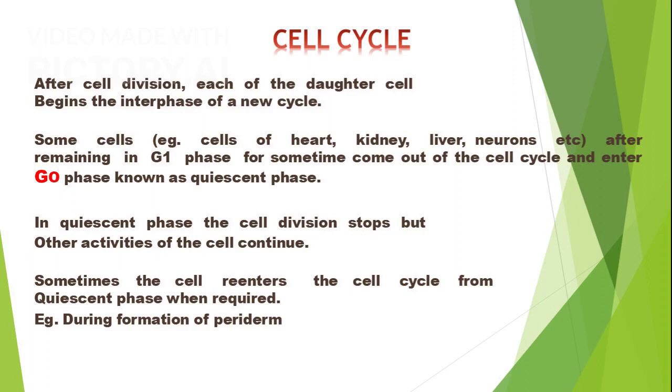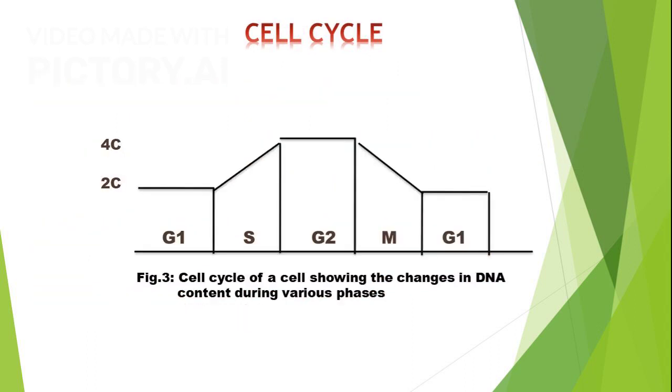Some cells may enter a quiescent phase, pausing the cycle, but can re-enter when needed, such as during tissue formation. This graph depicts the changes in DNA content during the cell cycle phases, highlighting the doubling and halving of DNA as the cell progresses through G1, S, G2, and M phases.